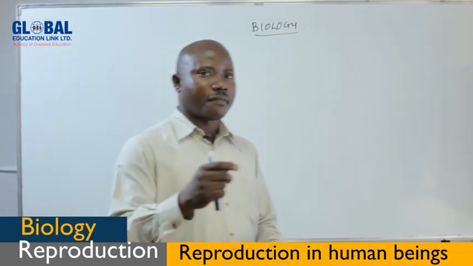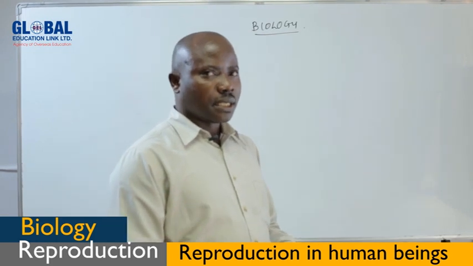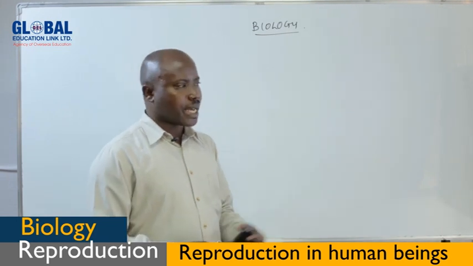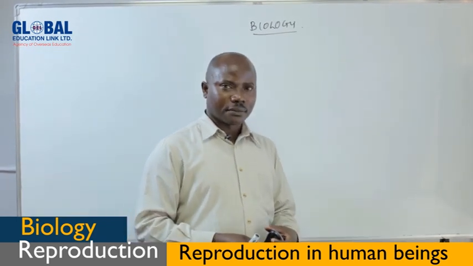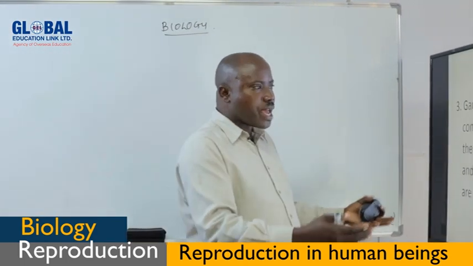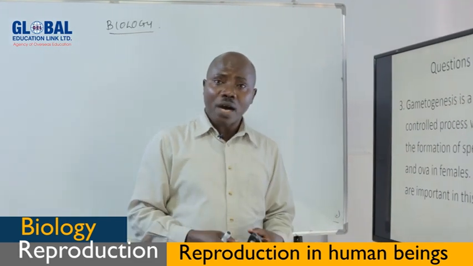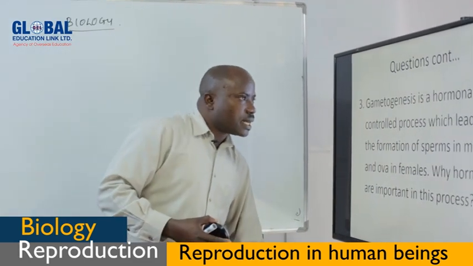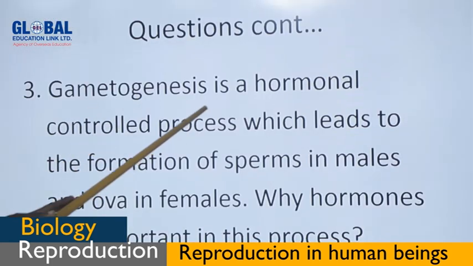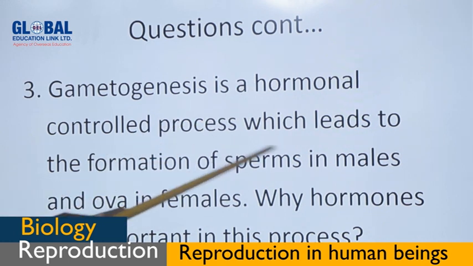Dear students, I have done with the two questions. Let me read the third question and see how we can answer a question like this. And if other questions are asked in this way, you will also be able to answer. This question asks: gametogenesis is a hormonally controlled process which leads to the formation of the sperms in the males and the eggs in the female. Why are hormones important in this process?